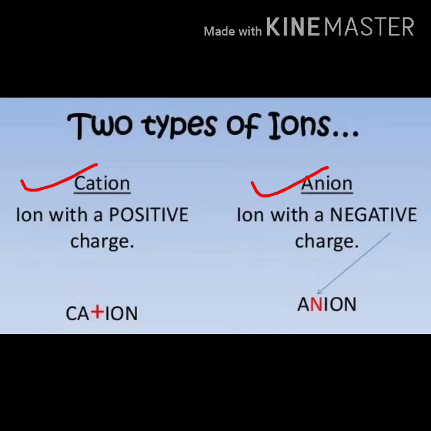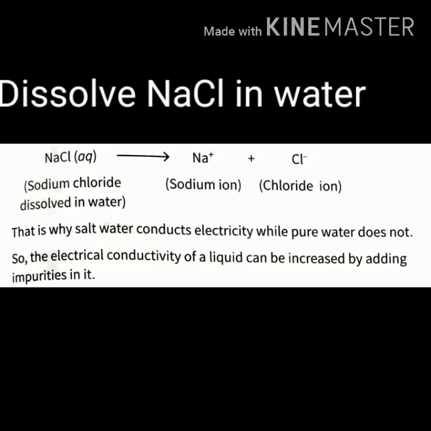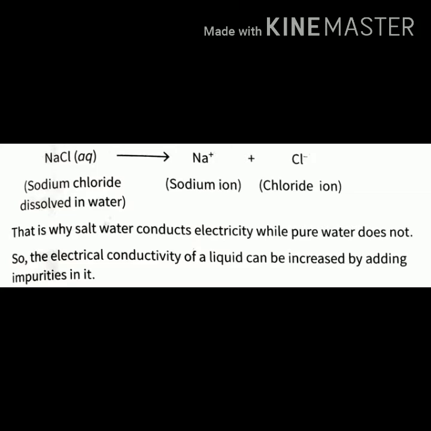Cation is an ion with a positive charge on it, while the anion is an ion with a negative charge on it. For example, when we dissolve sodium chloride in water, it dissociates into sodium ion, that is Na+, and chloride ion, which is Cl-. So here Na+ is a cation while Cl- is an anion. As sodium chloride is a salt which dissociates into ions, it is able to conduct electricity. But pure water does not conduct electricity as it does not dissociate into ions.